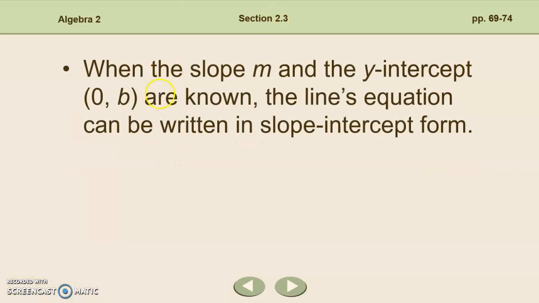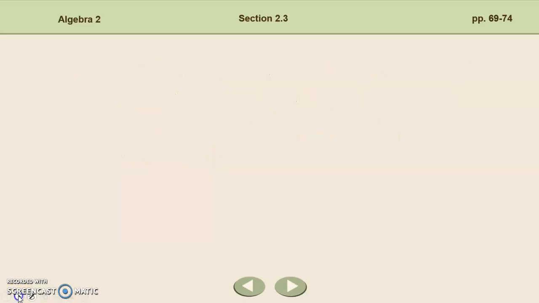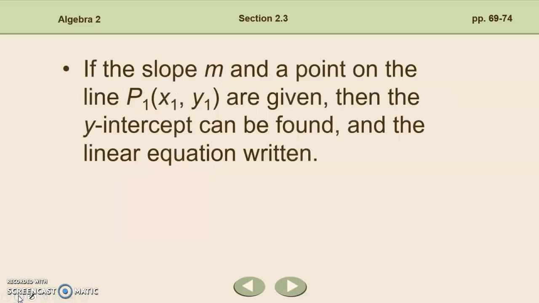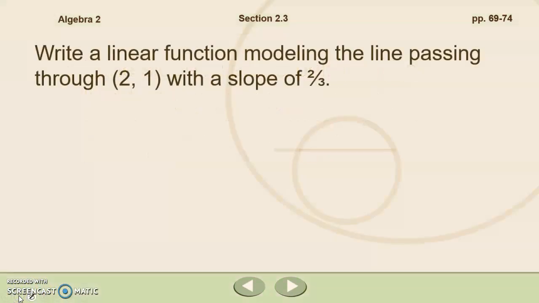We represent the equation of a line, if you remember, with y equals mx plus b, where m is the slope and b is the y-intercept. When the slope, m, and the y-intercept, b, are known, the line's equation can be written in that slope-intercept form that I just mentioned, and we reviewed already this unit, y equals mx plus b. If the slope m and a point on the line are given, then the y-intercept can be found and the linear equation can be written.